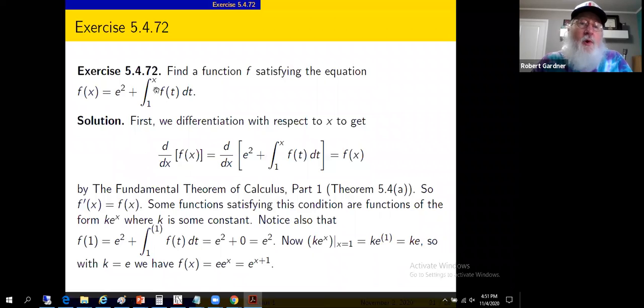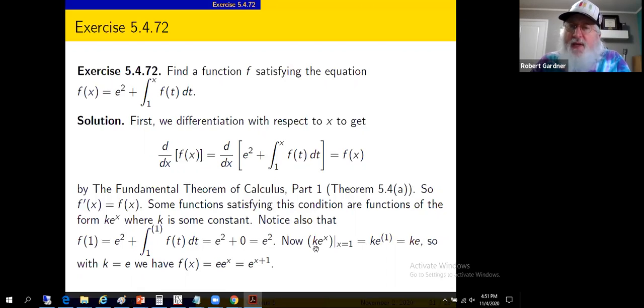Let's plug in x equals 1. Then we'll have an integral from 1 to 1. I don't care what the integrand is. The value of the integral will be 0. So let's plug in 1. Let's take f of 1. That'll give us e squared plus an integral from 1 to 1 of f of t dt. Such an integral, put it in parentheses because I substituted, is always 0. So f of 1 is e squared.